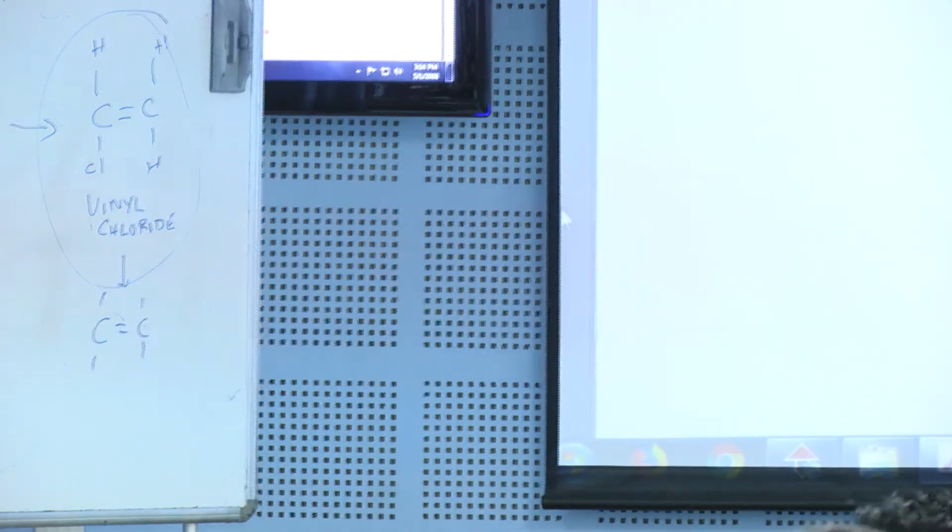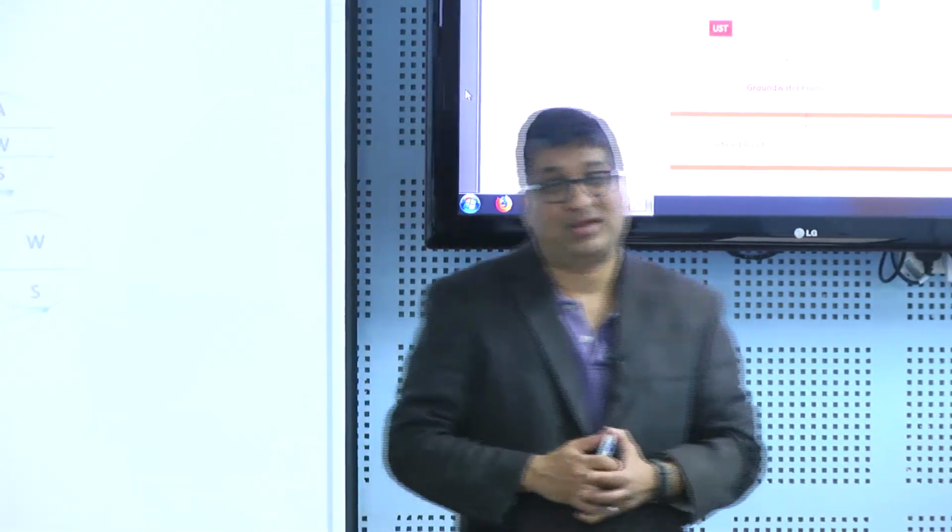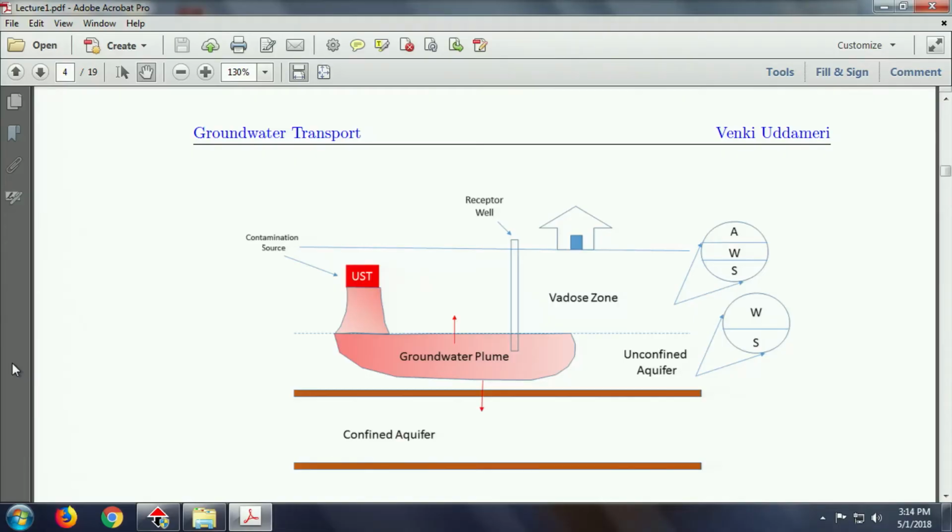So what can we do to treat that groundwater? We didn't want to pump. Okay, so our first choice was to go and say, let's pump it. And we said, no, we can't do that. Okay. What else can we do?